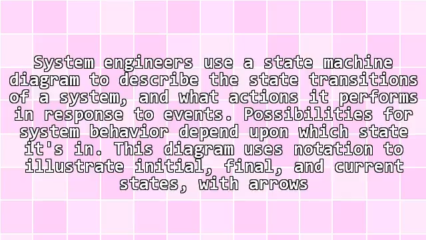State machine diagrams. Systems engineers use a state machine diagram to describe the state transitions of a system and what actions it performs in response to events. Possibilities for system behavior depend upon which state it's in. This diagram uses notation to illustrate initial, final, and current states, with arrows being used to denote a transition.